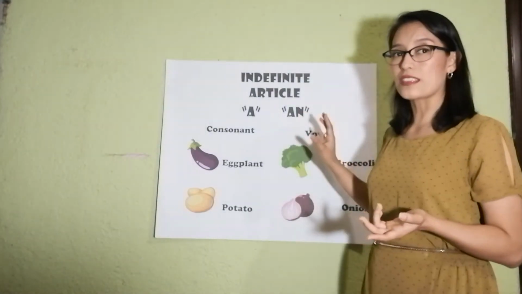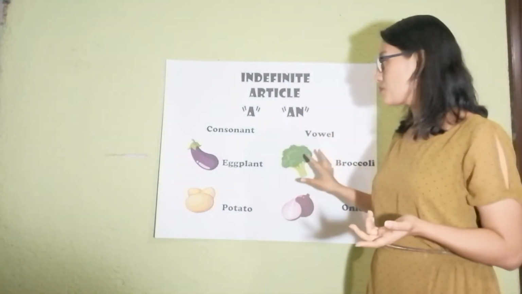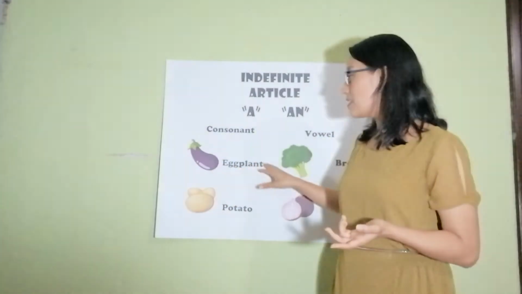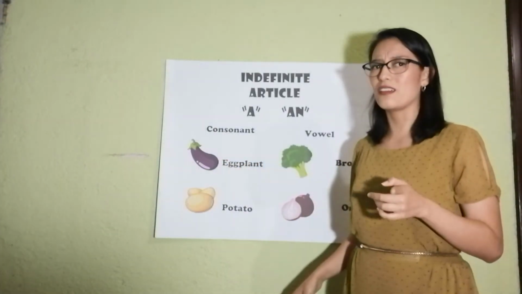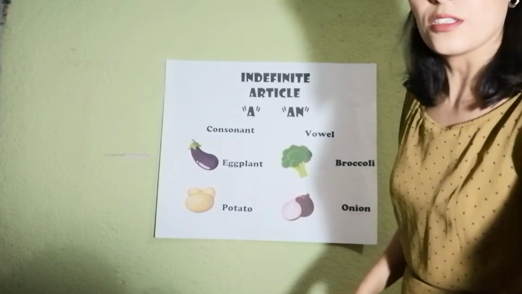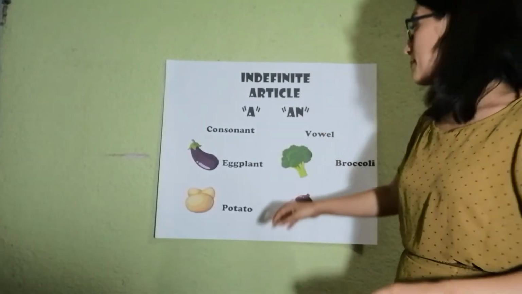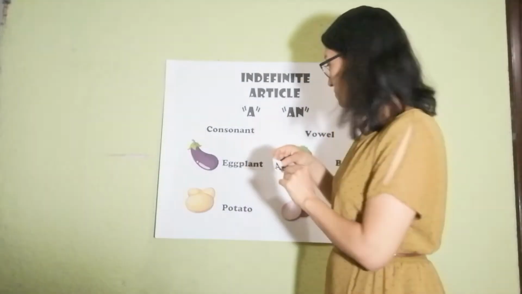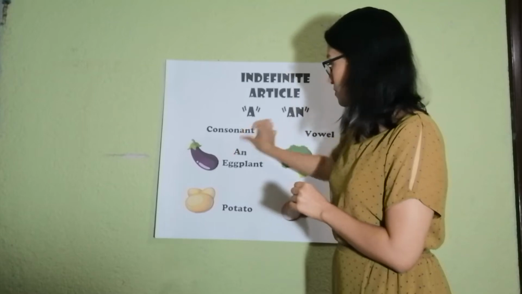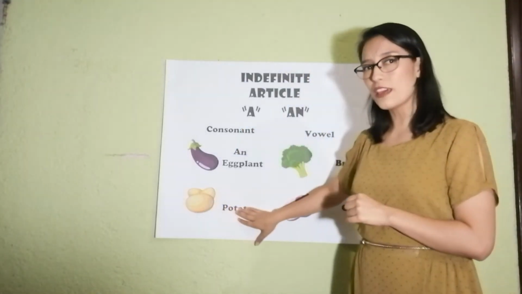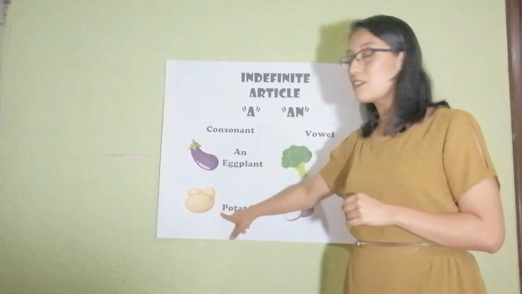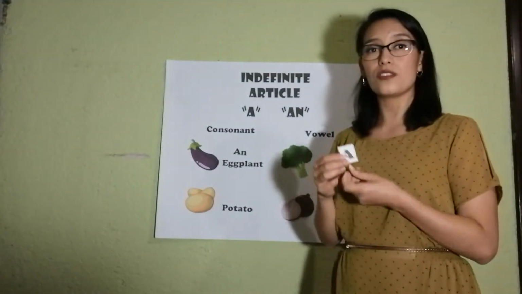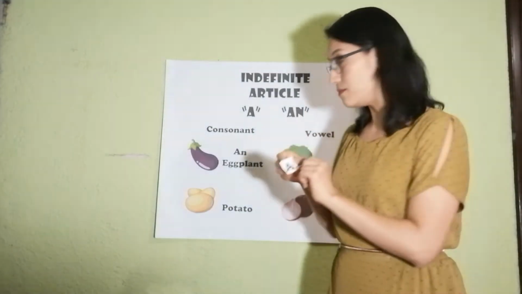So let's practice with some examples. For example, here we have eggplant. Eggplant starts with the letter E. So what do you think we have to use? A or an? So in this case, because eggplant starts with the letter E, we have to use an. Okay? So what about potato? Do you like potatoes? Because I like. So potatoes start with the letter P. In this case, because potatoes start with the letter P, we use the indefinite article a.